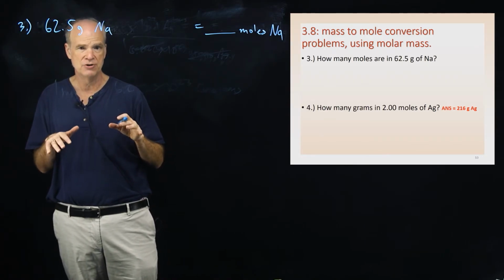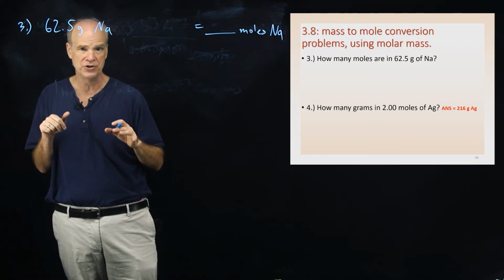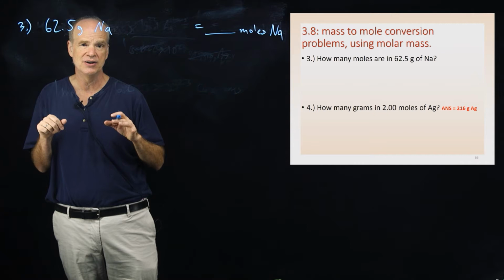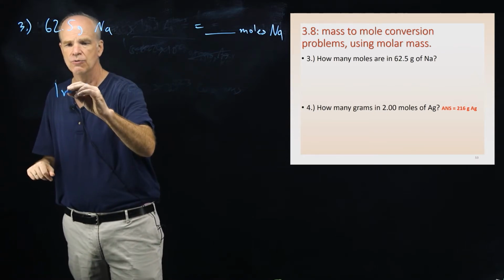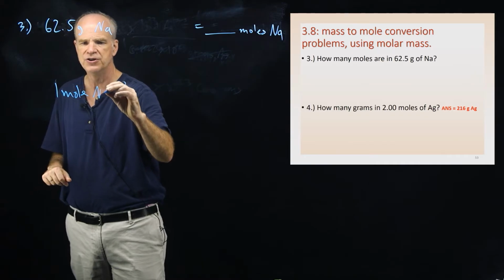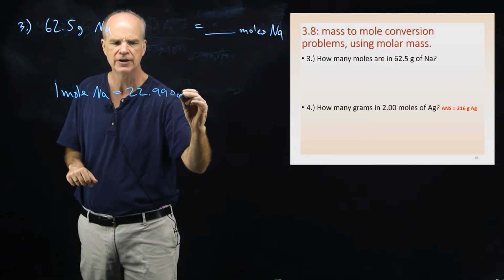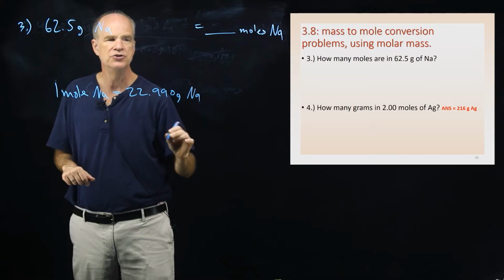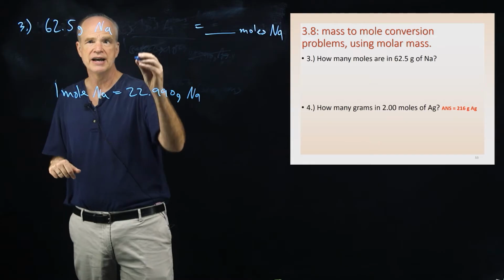When we see that number, we tell ourselves that that means that if you have 1 mole of sodium, it will have a mass of 22.990 grams. So we can write that out. 1 mole of sodium will have a mass of 22.990 grams. And so you can figure out an appropriate fraction to use. So I'll just go ahead and work that out.